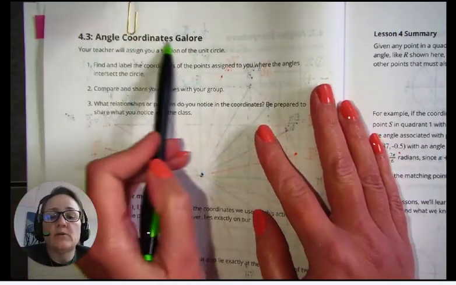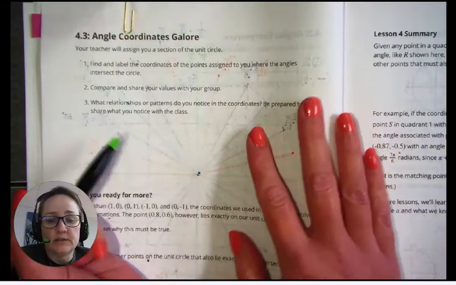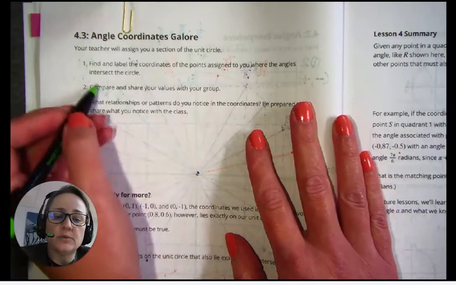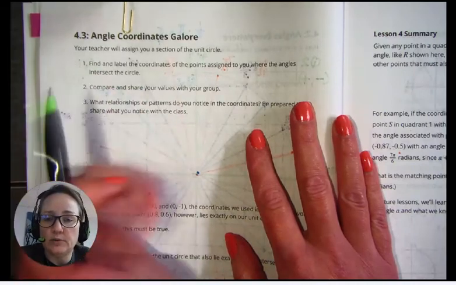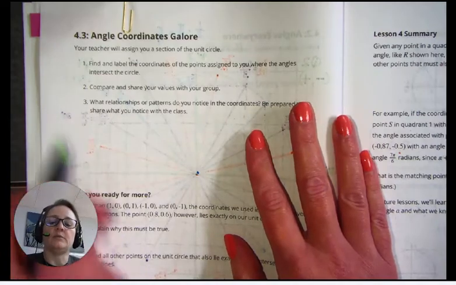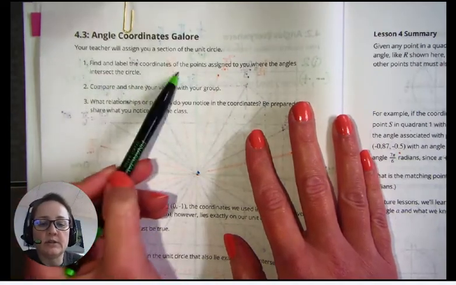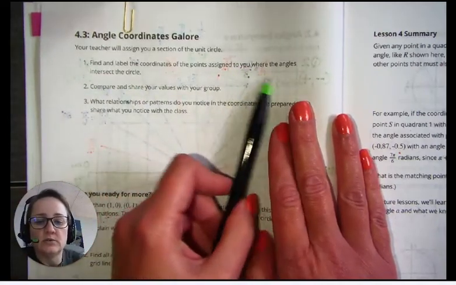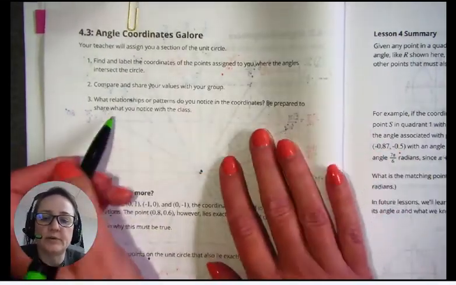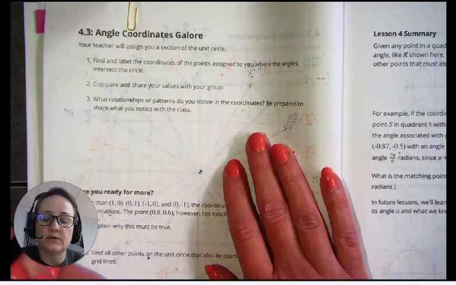4.3 is talking about coordinates now of each of these points. There's some coordinates assigned to you where the angle intersects the circle. There's some important patterns we're going to start noticing. As you're looking at the coordinates of points where the angles intersect the circles, here's what we want to look at. What relationships or patterns do you notice in our coordinates?